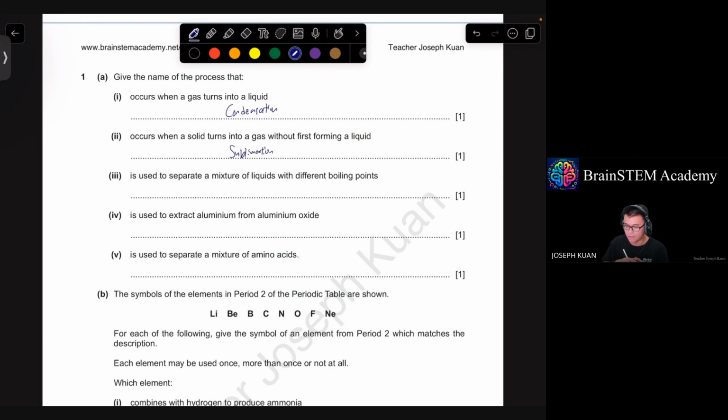3. Is used to separate a mixture of liquids with different boiling points. Now, the keyword here is a separation technique involving a mixture of liquids with different boiling points. With that, you need to use fractional distillation.